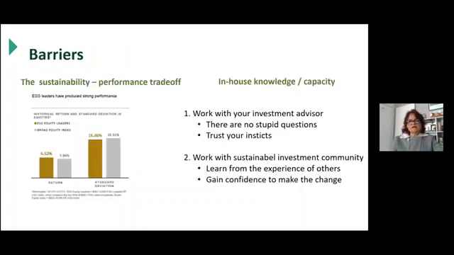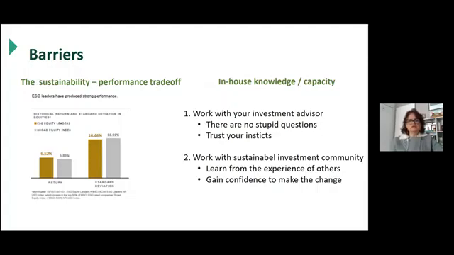Now, what are the barriers? And Viviana mentioned them in her talk. First is what I call the sustainability performance trade-off. The belief that if you move into sustainable investments, you're either going to sacrifice return or increase risks. And as she already mentioned, this has been demonstrated to be a false trade-off. What we see here, for example, is that the returns of ESG equity have been slightly better than more traditional investments. A second set of barriers, I would say, is having limited capacity in-house knowledge.